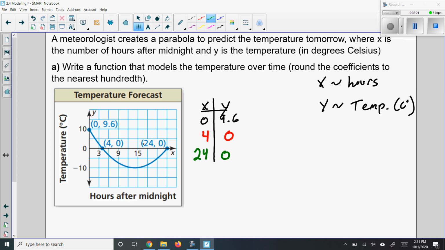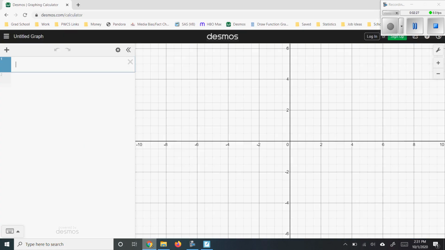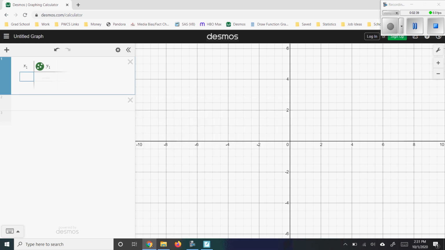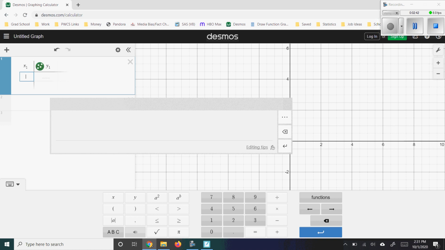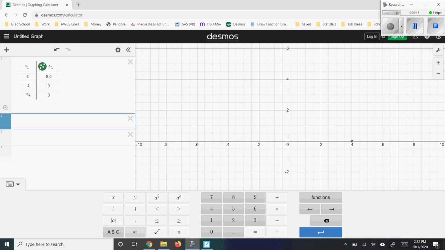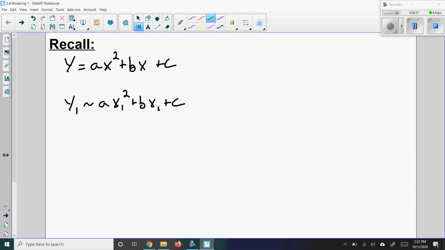of time. So in Desmos, we're going to hit this plus over here on the top left corner, and we're going to get a table. So in the table, we are going to put in the x values. Now that we have the x's and y's in the table, we're going to type out the regression equation that I showed you on the previous slide. This is what we're going to type into Desmos.